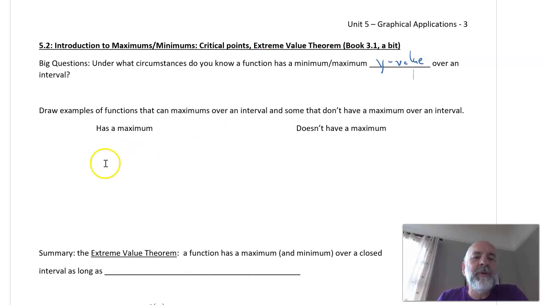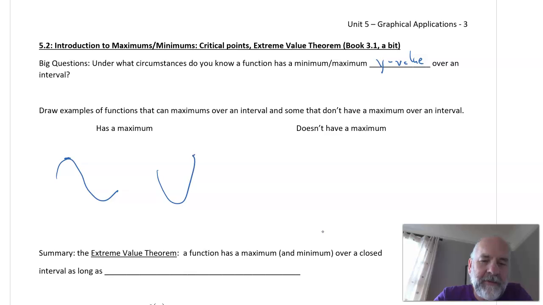So in class, we would draw examples of functions that do have maximums, like, this function has a maximum. There is one y value that is the maximum y value. And then we could have even interesting ones like this. There's still a maximum. The y value right on the endpoint would be the maximum. But under what circumstances would we maybe not have a maximum over an interval?